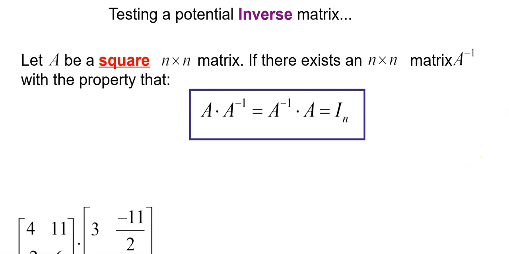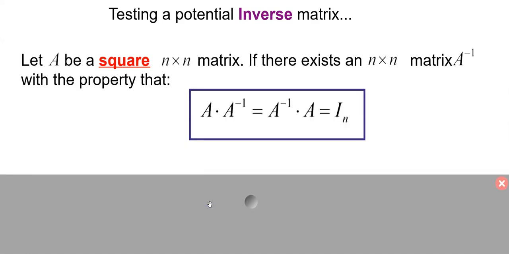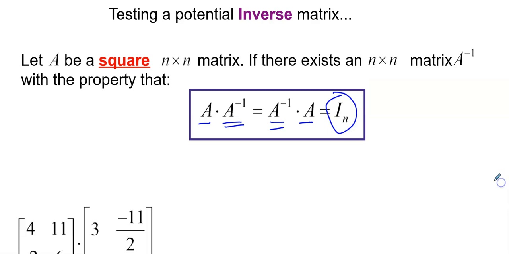So to test a potential inverse matrix, first of all, it's got to be square, right? If there exists an n by n matrix that is an inverse, then if you multiply the matrix times its inverse, or the inverse of a matrix times the matrix, you will get the identity matrix. So if you multiply two matrices and you get, mysteriously, the identity matrix, you have discovered that those two matrices are in fact inverses of each other. So that's one way to discover if two matrices are inverses.